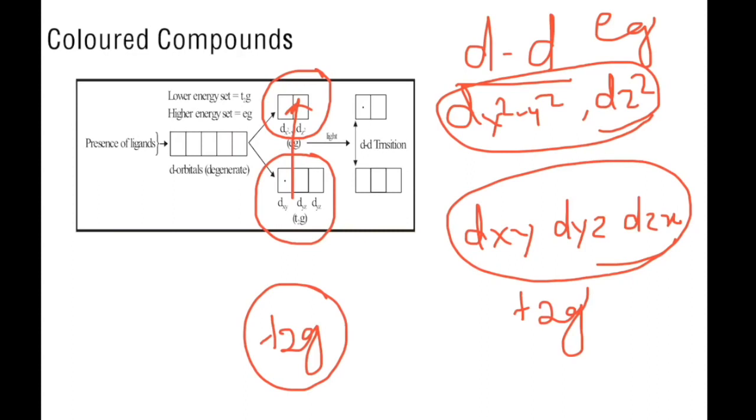The Eg orbital is unstable. That again comes back to T2g by losing some energy, and that energy appears as color. This is known as d-d transition. So due to d-d transition, transition metals usually form colored compounds.